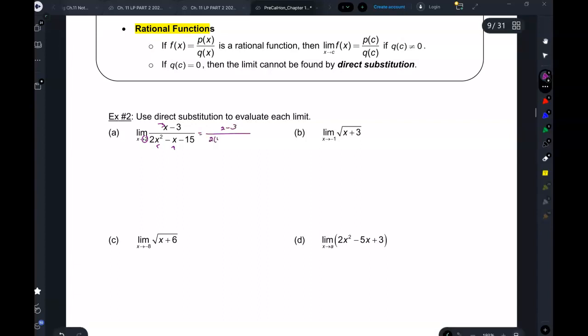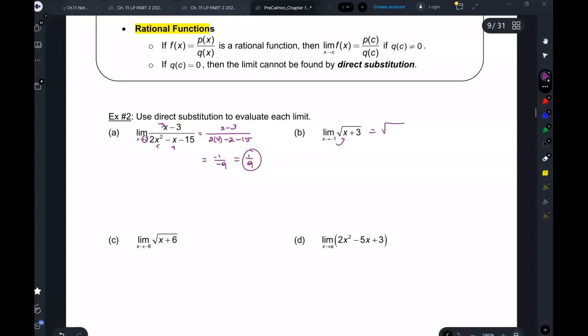And then 2 times 4 minus 2 minus 15, which will be negative 1 over negative 9. So this is 1/9. Wait, but couldn't you just... Okay. So here, limit as x approaches negative 1 of this function, we just substitute.